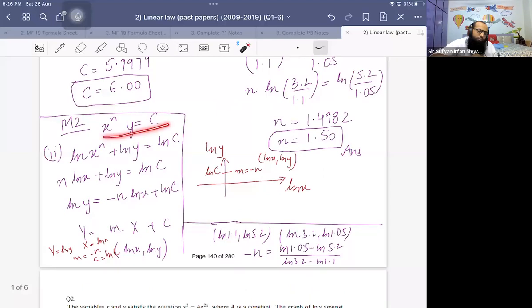Taking ln on both sides, then as per the power law, n comes at the front. n ln x plus ln y equals ln c. Then ln y equals minus n ln x plus ln c. Now I have converted this equation into the form y equals mx plus c. In place of y, we are seeing ln y. In place of x, we are seeing ln x. So the gradient will be negative n, and the ln y intercept will be ln c. So this is what I've written over here as well.